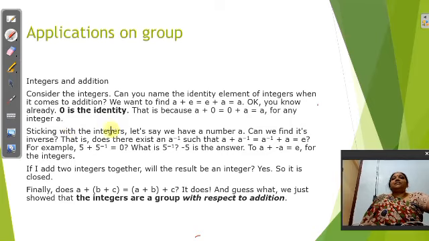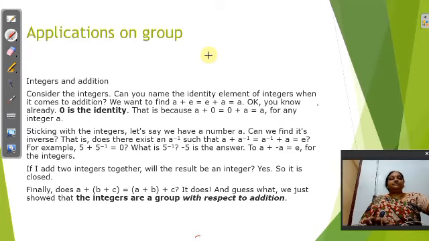Next, sticking with the integers, let's say we have a number A. What I am taking is a number A from the integer set. Can we find its inverse? That is, does there exist an A inverse such that A plus A inverse is equal to A inverse plus A is equal to the identity? Is there any inverse element that exists in the integer set? For example, 5 plus 5 inverse is equal to 0. Now what is the 5 inverse here? Minus 5. If we take 5 plus minus 5, then we are going to get the element 0.